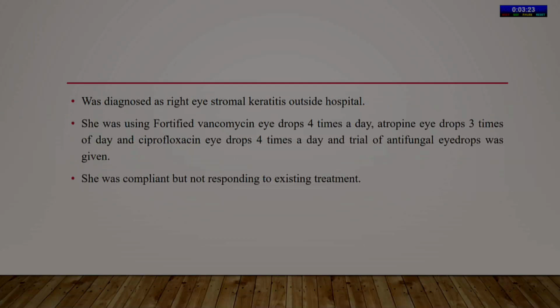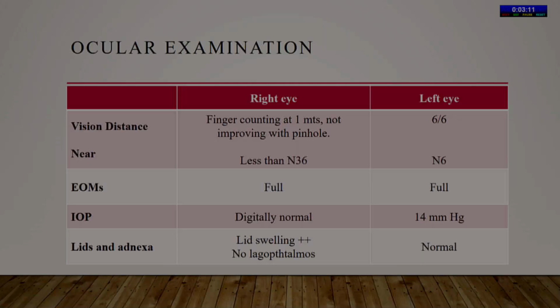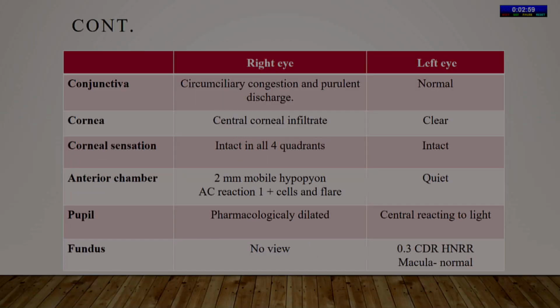She was diagnosed as a right eye stromal keratitis outside the hospital, for which she was already on fortified vancomycin eye drops, atropine eye drops, and ciprofloxacin eye drops. She was compliant but not responding to the existing treatment. On ocular examination, her vision in the right eye was finger counting at 1 meter, which was not improving with the pinhole. There was a lid swelling with no lagophthalmos, and IOP was digitally normal.